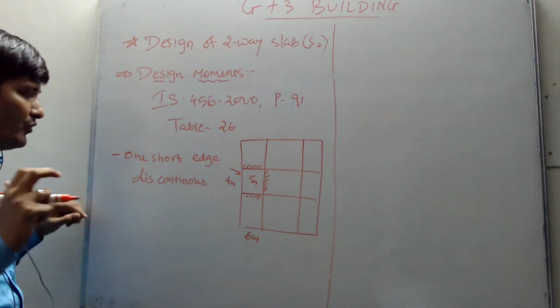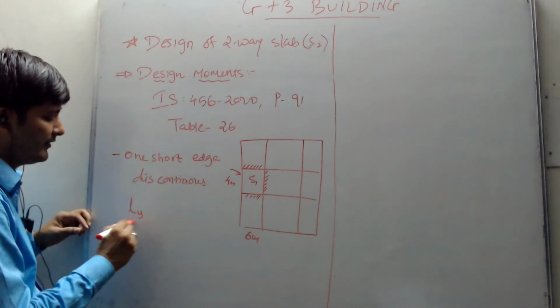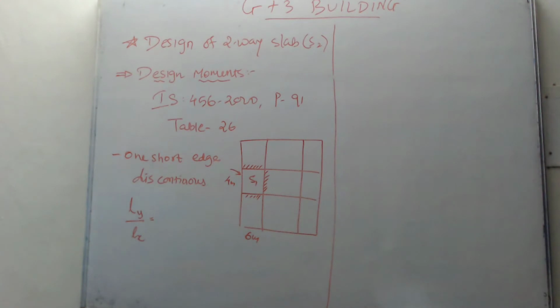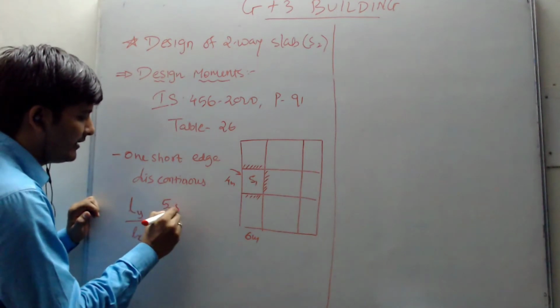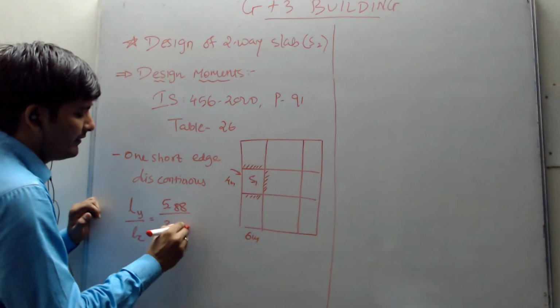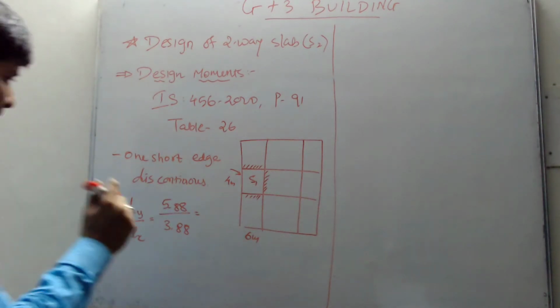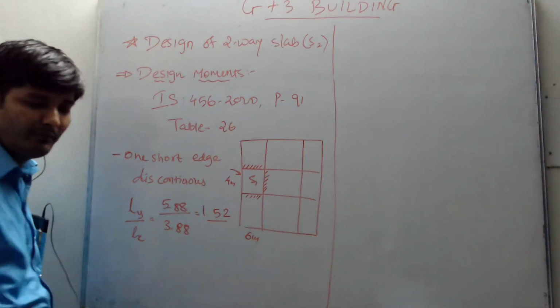So before that we need to calculate Ly by Lx ratio. So let's calculate Ly by Lx. Now in this we need to use effective length. So 5.88 is my Ly effective, and I think 3.88 is my Lx effective, right? If you find out, this ratio comes out to be 1.52.